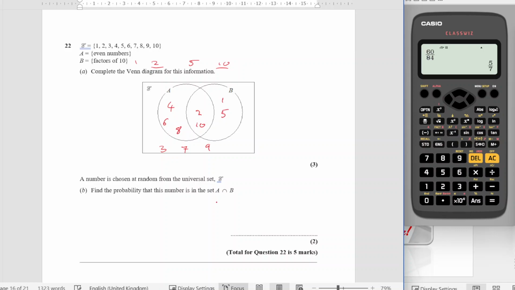Find the probability that the number is in the intersection. So we've got a total of 10 digits, and we've got 2 in the intersection, so 2 out of 10.